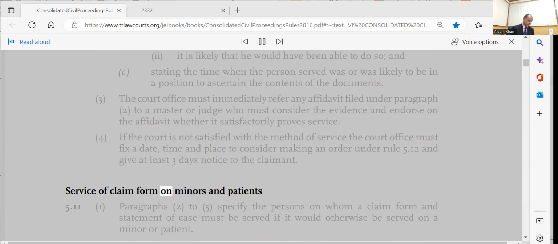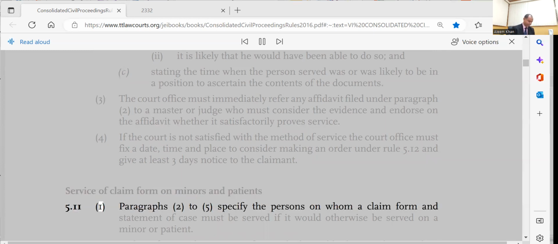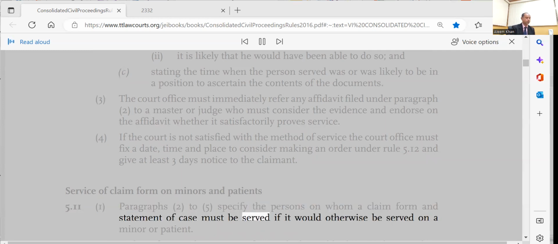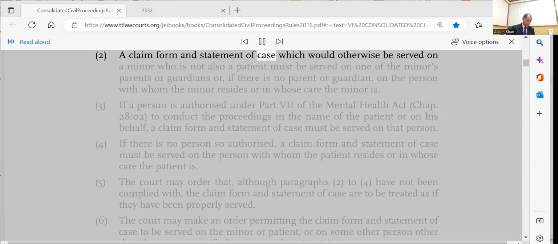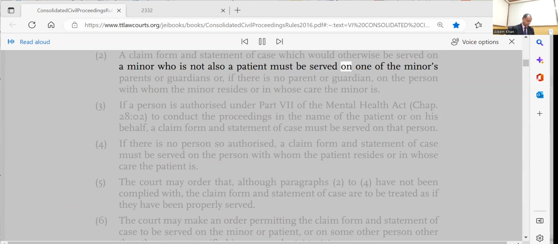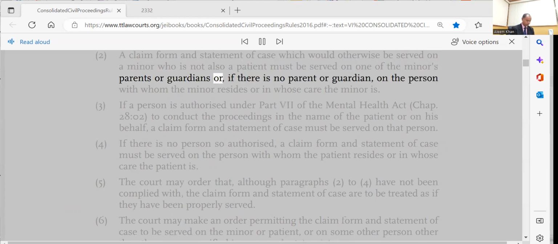Service of claim form on minors and patients. 5.11 1. Paragraphs 2 to 5 specify the persons on whom a claim form and statement of case must be served if it would otherwise be served on a minor or patient. 2. A claim form and statement of case which would otherwise be served on a minor who is not also a patient must be served on one of the minor's parents or guardians or, if there is no parent or guardian, on the person with whom the minor resides or in whose care the minor is.